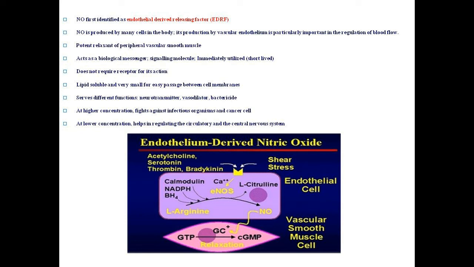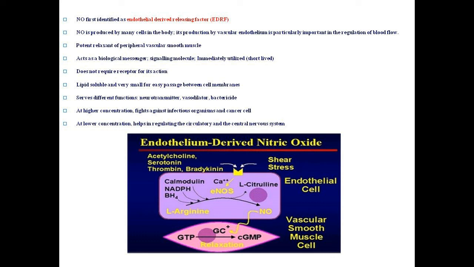Its production is very important for regulation of blood flow. It also acts as a potent relaxant of the peripheral vascular smooth muscle. As I said earlier, it functions as a very important biological messenger, a signaling molecule, and it has a very short half-life in the cell. Then it is lipid soluble. It is very small, so it can easily cross cell membranes. So these two features make it ideal for paracrine as well as autocrine signaling.